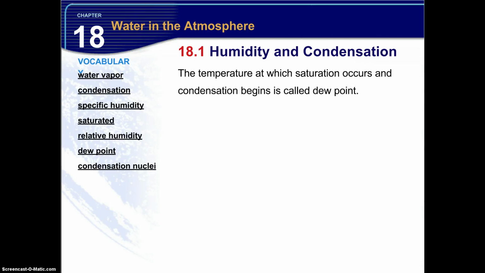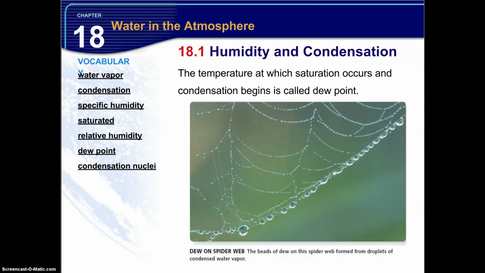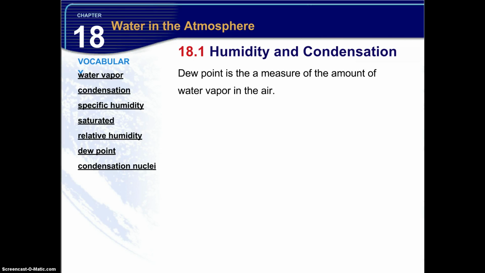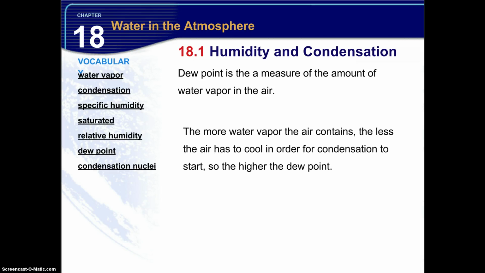Now the temperature at which saturation occurs and condensation begins is called its dew point. Here's an example of dew on a spider web. The beads of dew on the spider web form from droplets of condensation water vapor. Dew point is the measure of the amount of water vapor in the air. The more water vapor the air contains, the less the air has to cool in order for condensation to start, so the higher the dew point.